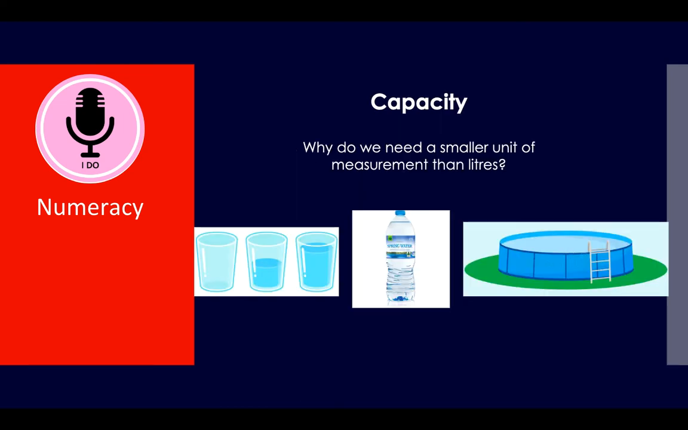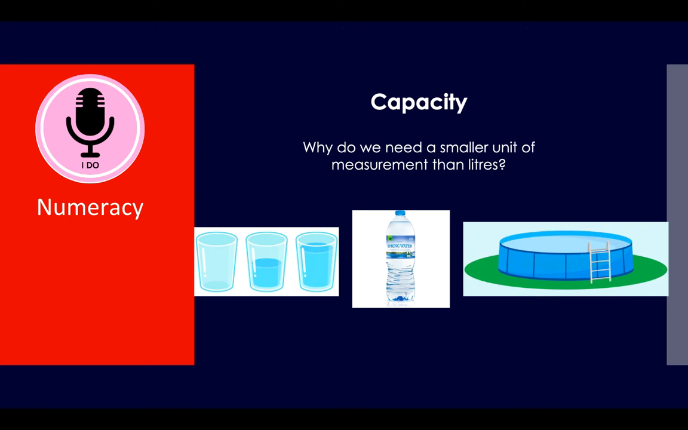Capacity. Why do we need a smaller unit of measurement than liters? I wonder why. Look at these pictures and maybe think about why we might need a smaller unit of measurement than liters. Maybe one of you might know what the unit of measurement is. Have a think about it.